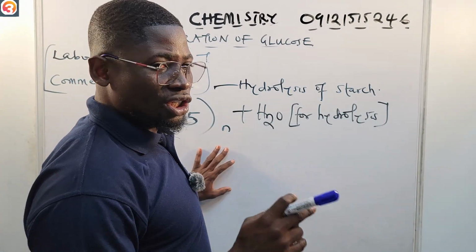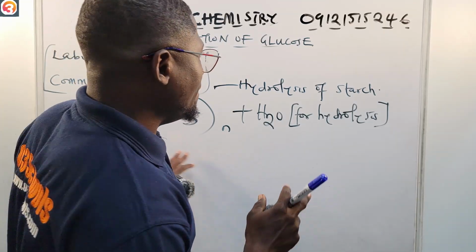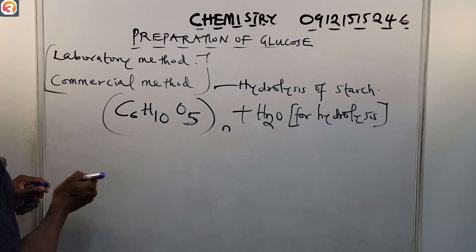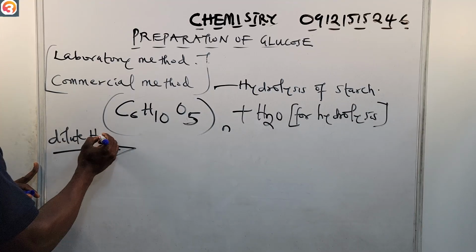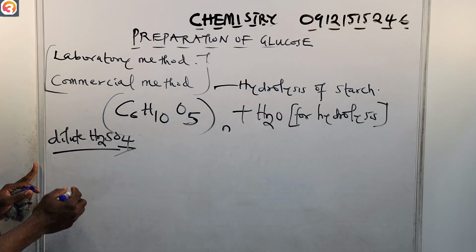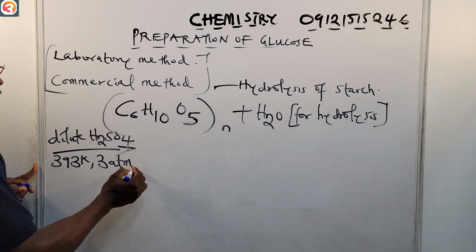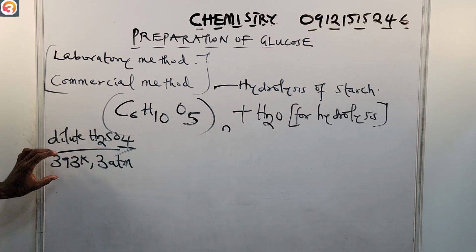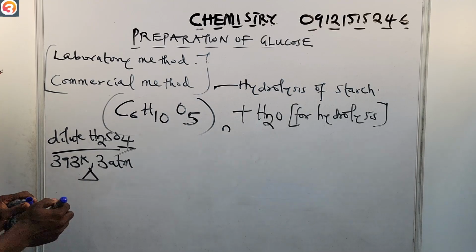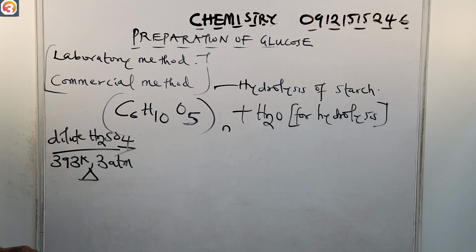But this reaction occurs under some conditions. We use a mineral acid like dilute H2SO4, then we use a temperature of 393 Kelvin, then we use 3 atmospheric pressure. So we use a dilute mineral acid like H2SO4, then 393 Kelvin. We apply heat. Then we are using a pressure of 3 atmospheric pressure, or 3 atm.